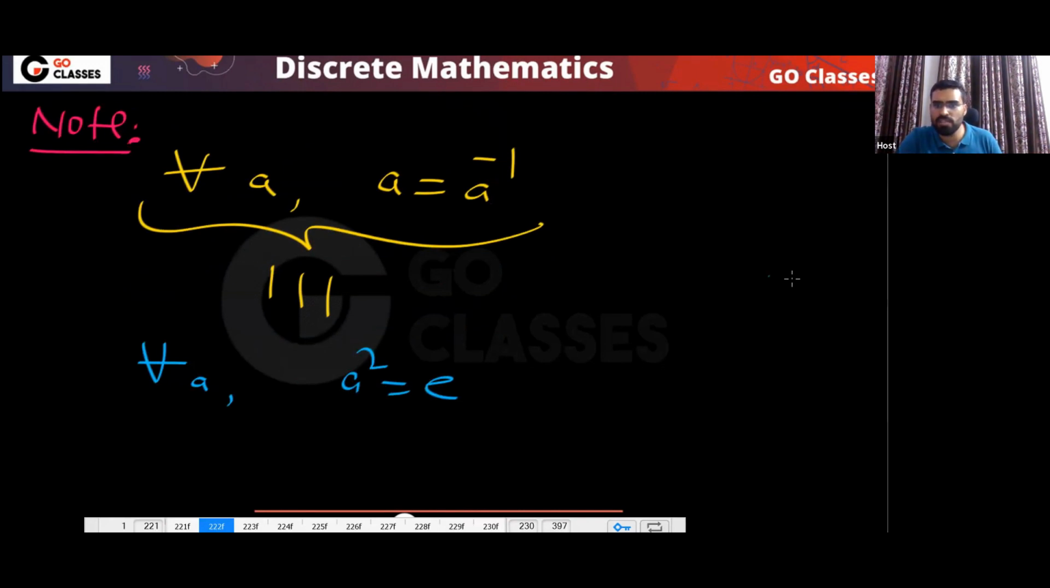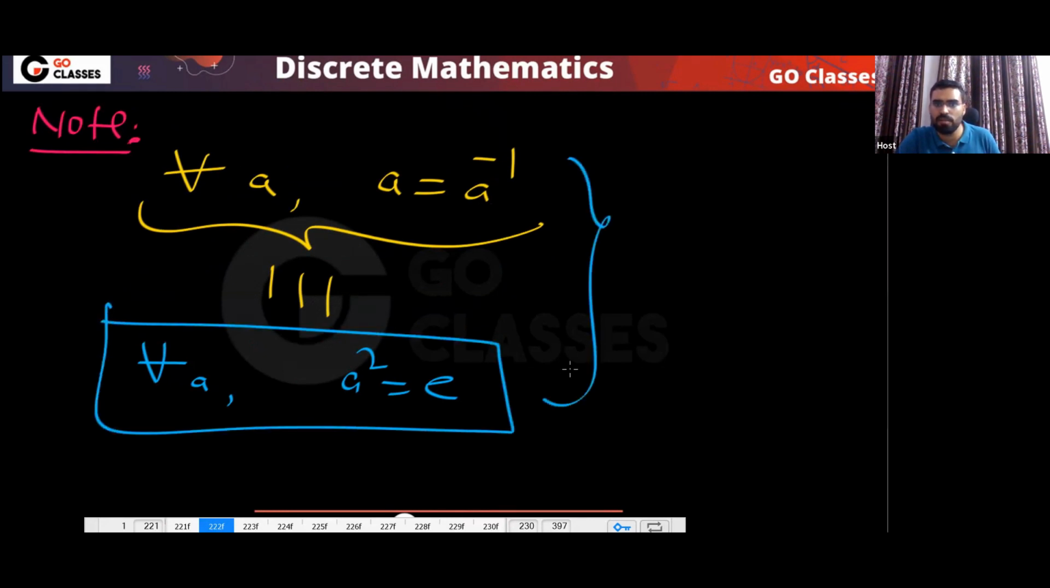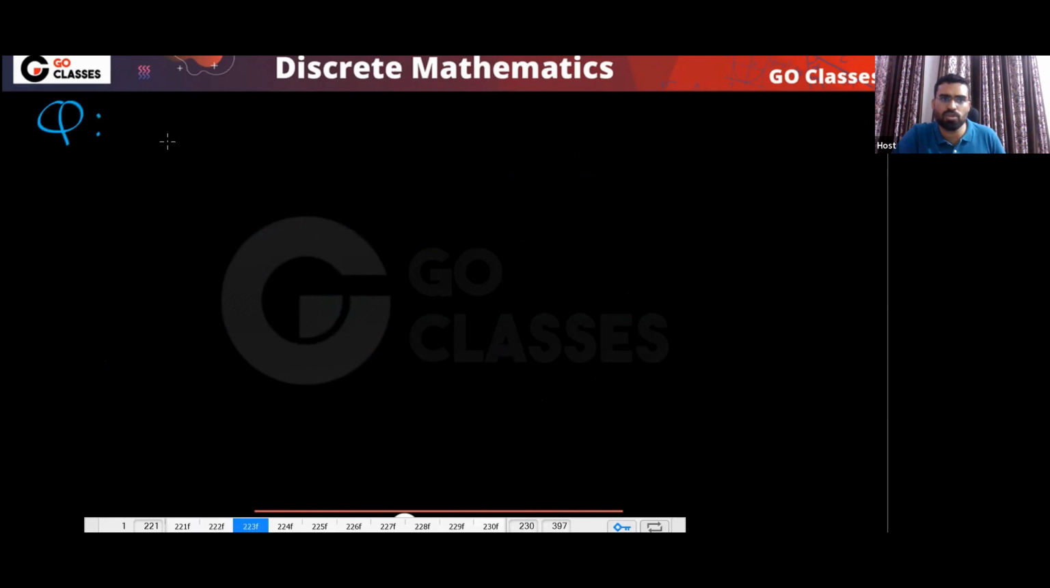For all A, A square is equal to E. Very good. Okay, so this and this, they are the same things. So it means this is another question you can create.